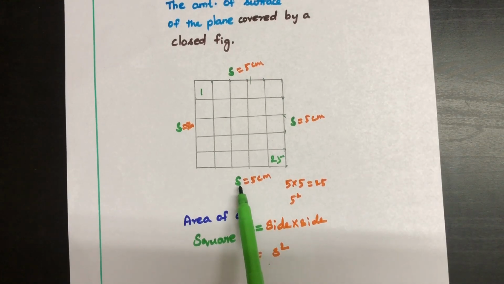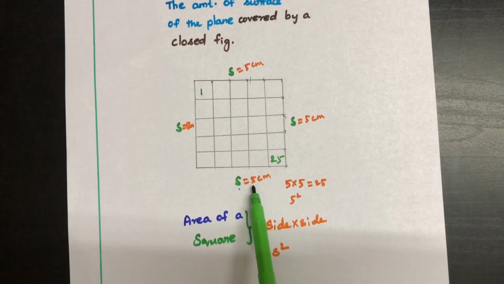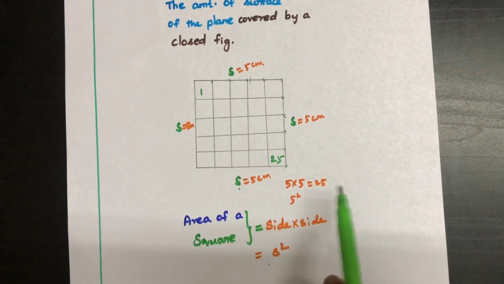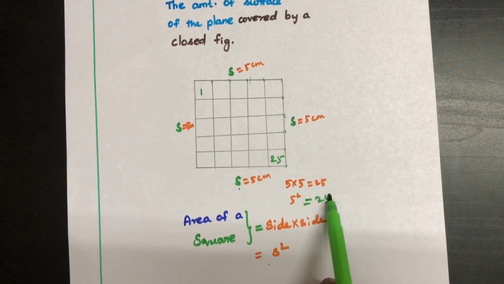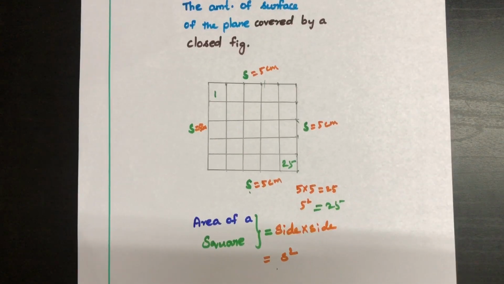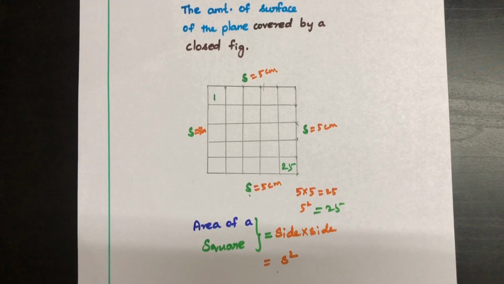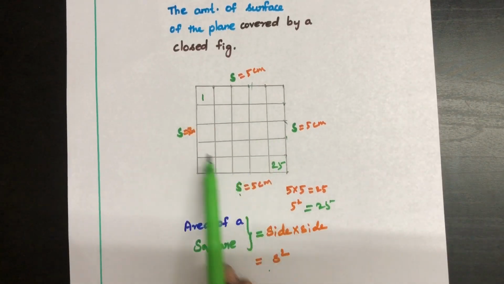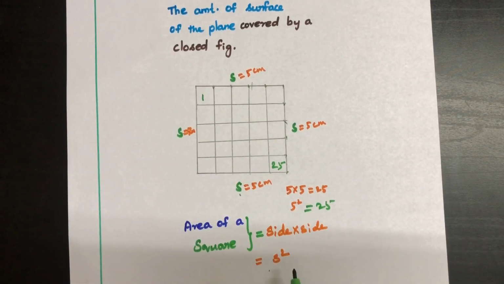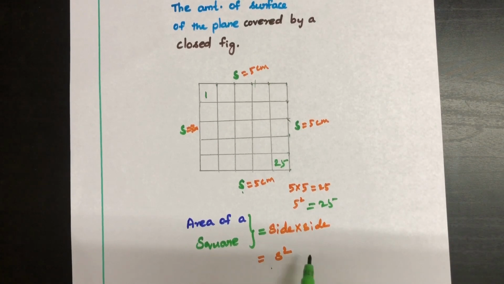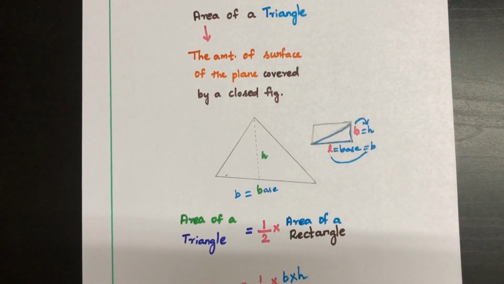So the answer for this question: here S is 5 centimeter. So 5 square is equal to 25, or 5 into 5, side into side, is 25. So this is the way to find the area of a square. This is for your clear understanding of how this formula comes. That's why I have made it like this. So you need to understand how the formula works also.